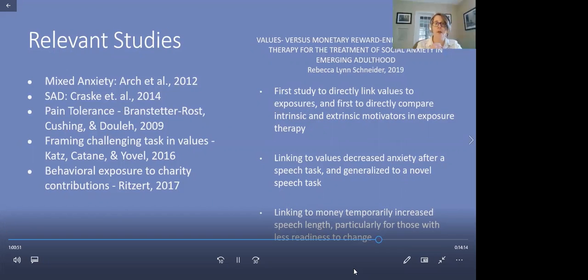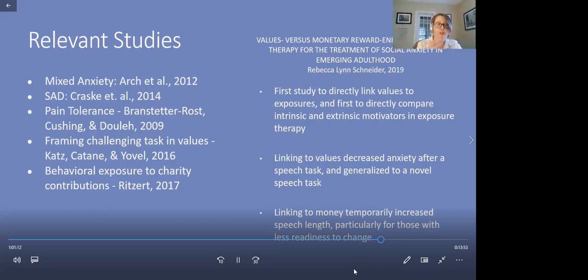But there was a study that was undertaken by our fabulous postdoc last year, who's now running her own clinic at Emory, Rebecca Schneider, who looked at values and exposures, and she compared it with a condition where people were paid to do exposures.